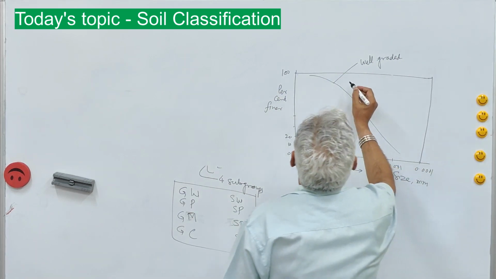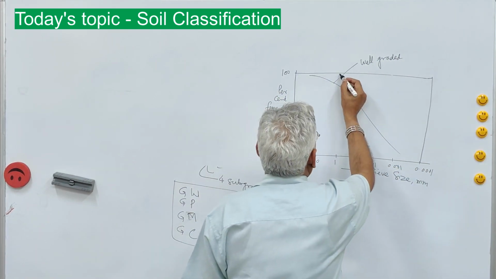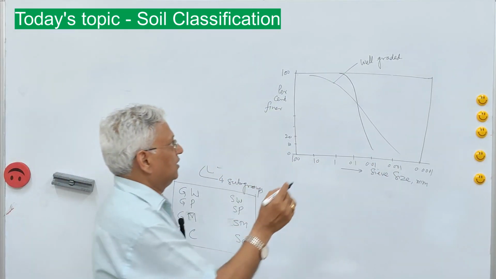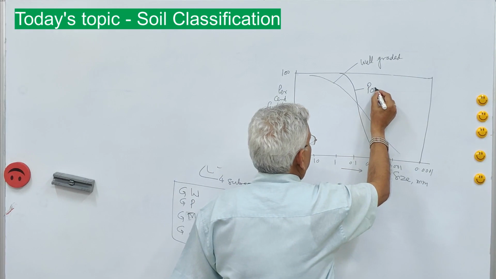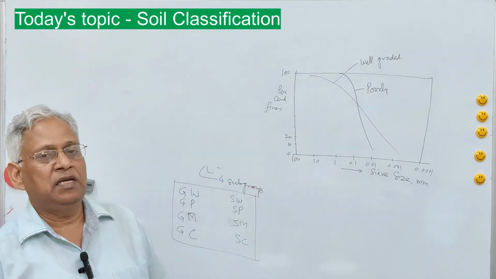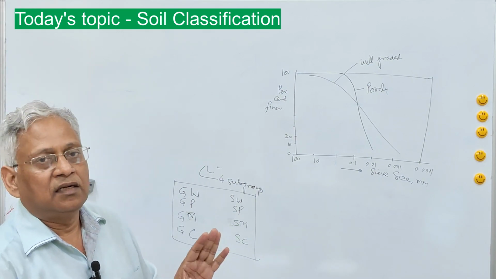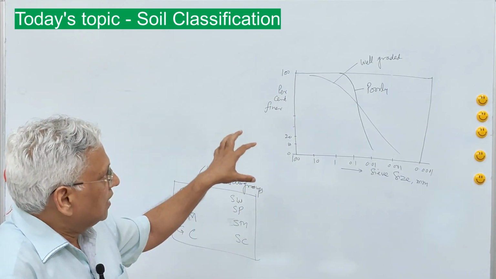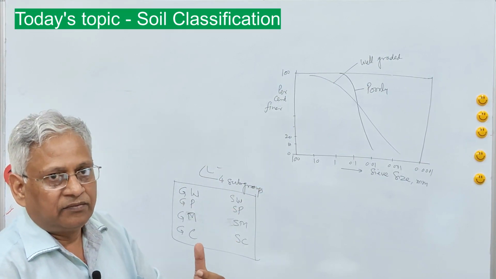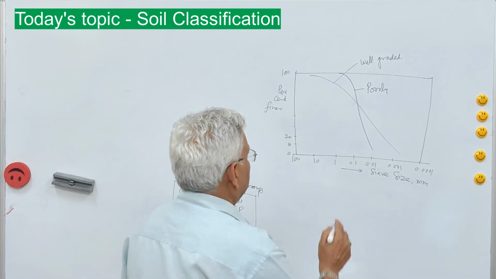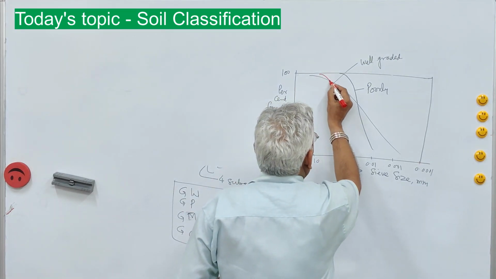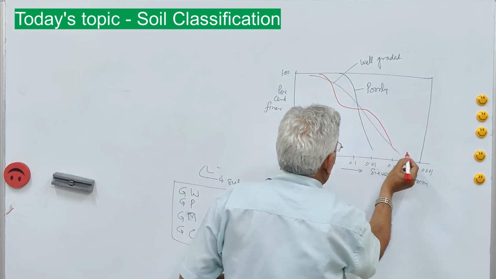In case of a poorly graded material, it is like this. The curve is very steep. This is poorly graded. Curve is steep. Some sizes may be either in excess or in deficiency. But all sizes are present. When a particular size is missing from the gradation, then that is called gap graded. Like this. This is a gap graded material.